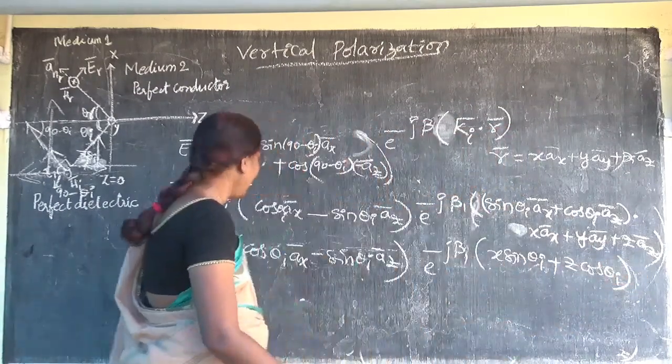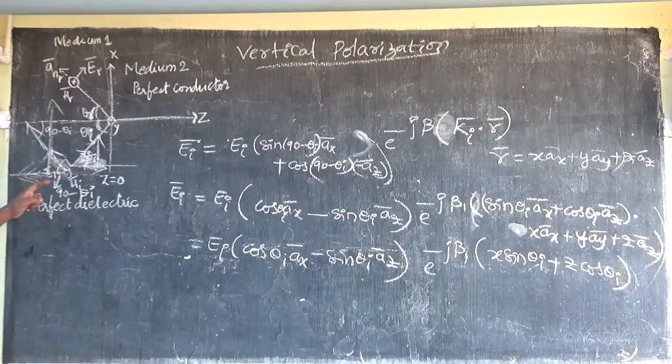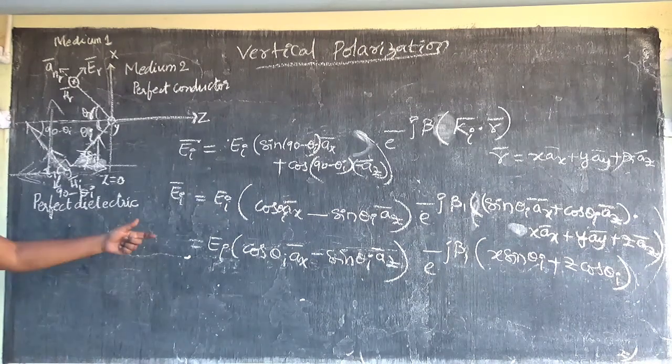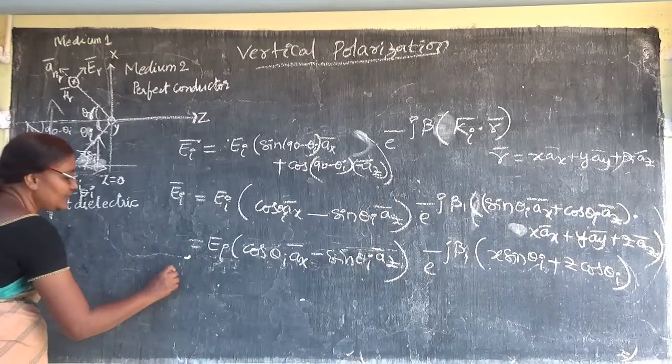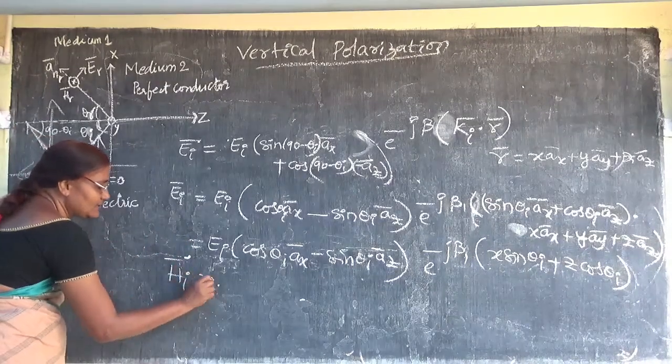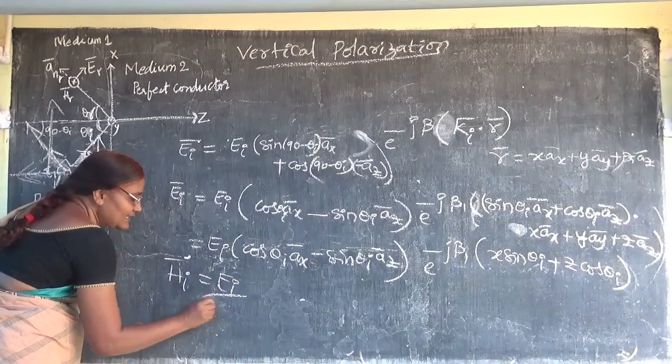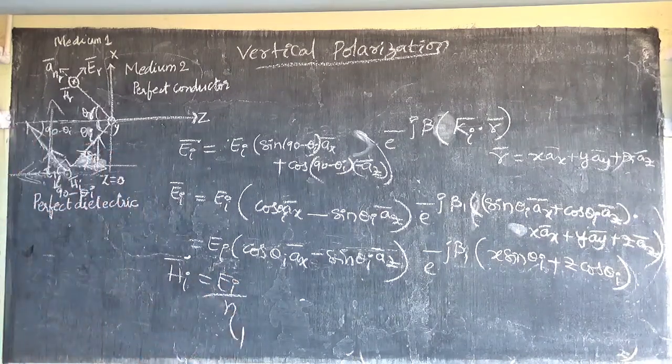So this is my equation. Next thing, now I have to find the magnetic field. So what is my magnetic field? Hi bar is equal to Ei by eta 1.